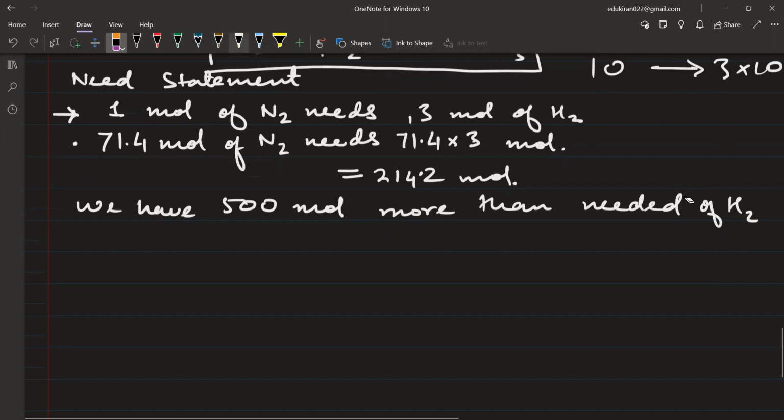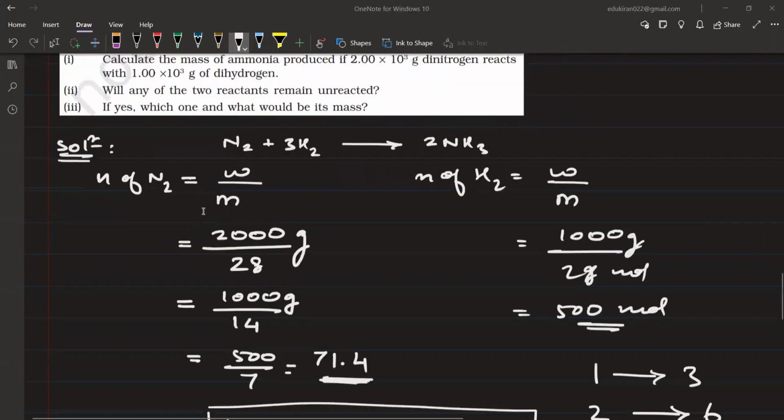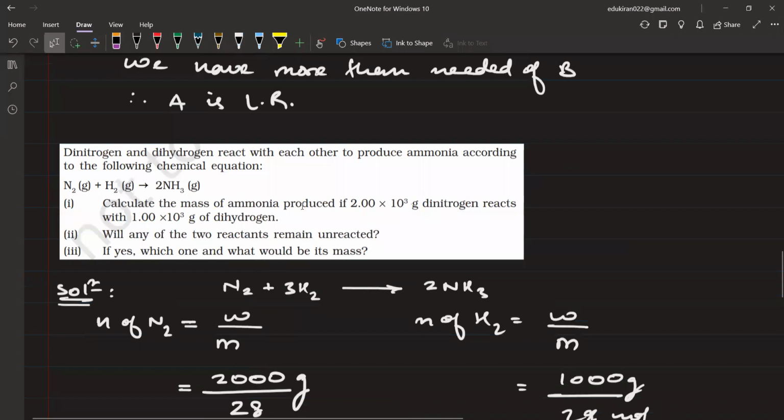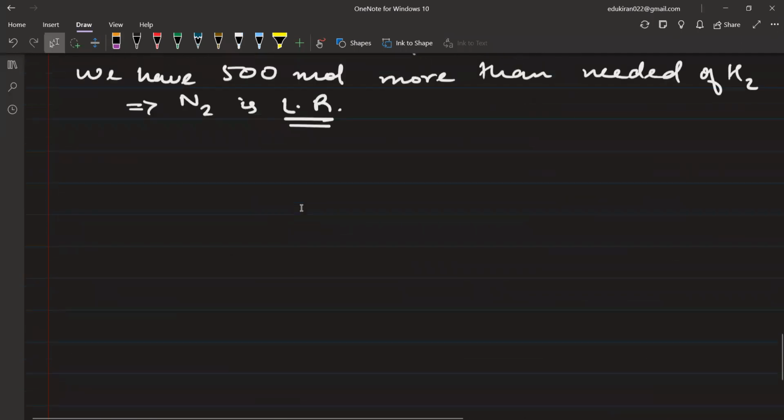So now what is the limiting reagent, tell me Ram. N2. What is the limiting reagent? Yes, very good. N2 is the limiting reagent. Okay. Now, what was the question? Calculate the mass of ammonia formed. Okay. Now we have got the limiting reagent. What is the next step? Tell me, Iram. What is the next step?